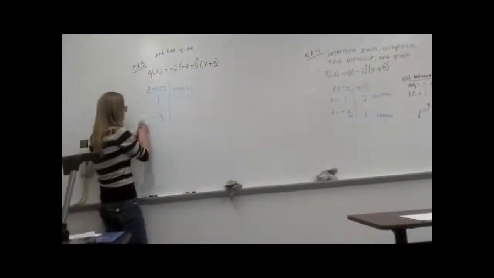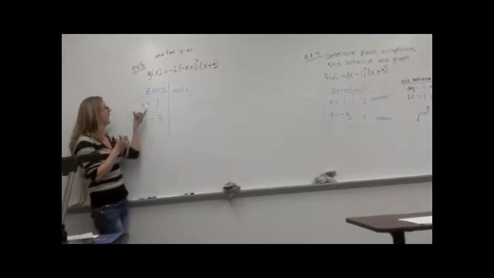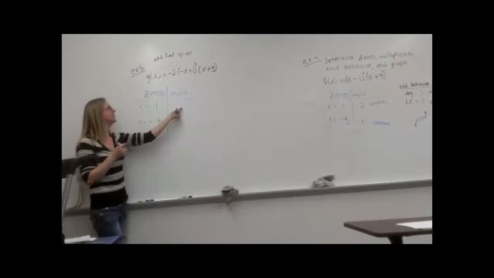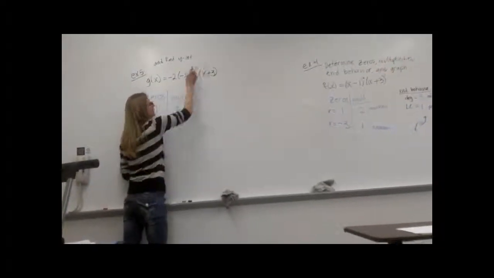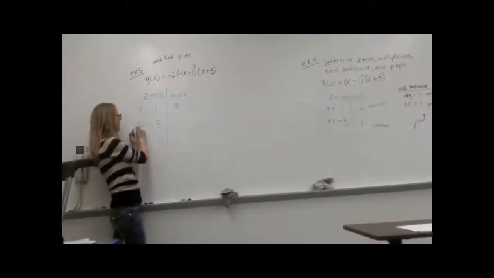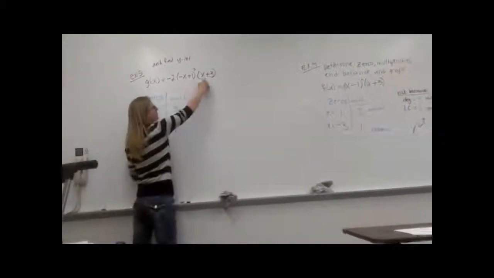Okay, now the multiplicities. Remember those are x values. At the x value of 1, what's the multiplicity? 3, because where I got it from showed up 3 times, right? What about at the x value of -3? 1. Only once, because where I got it from, it showed up once.